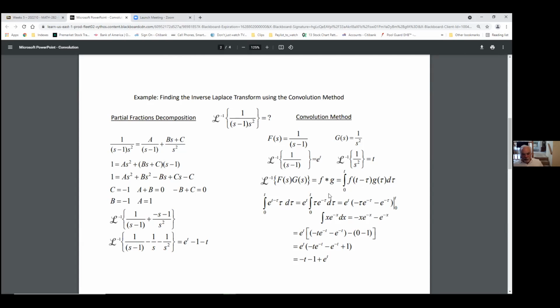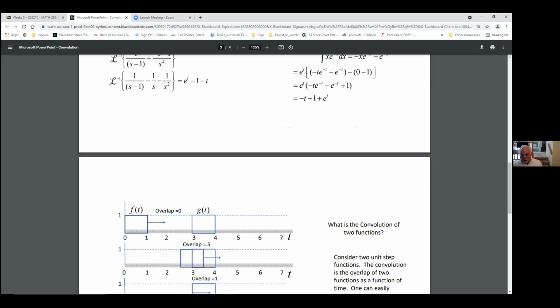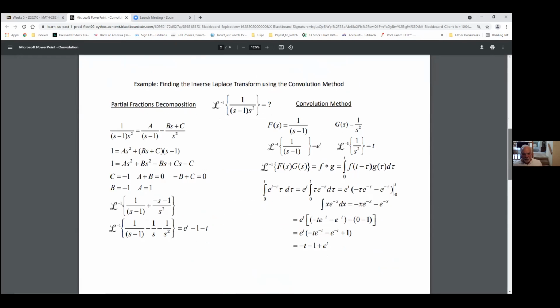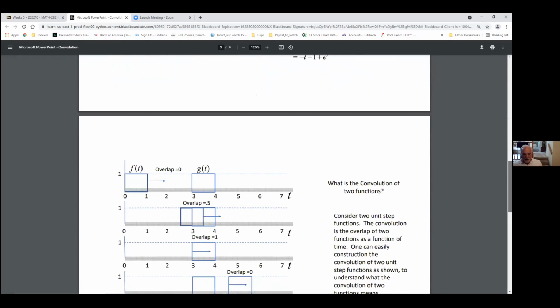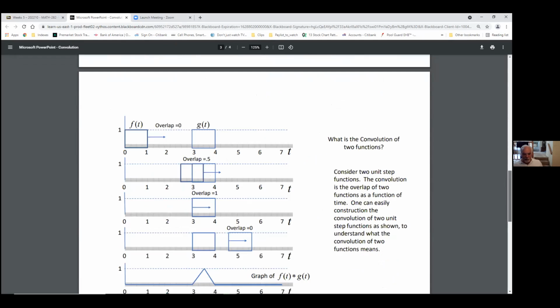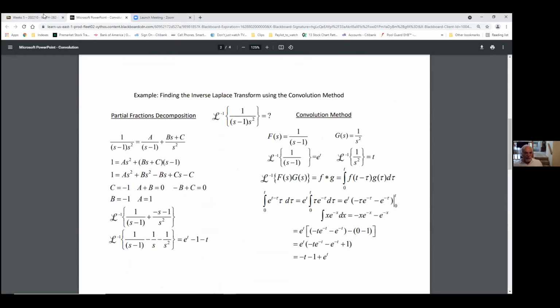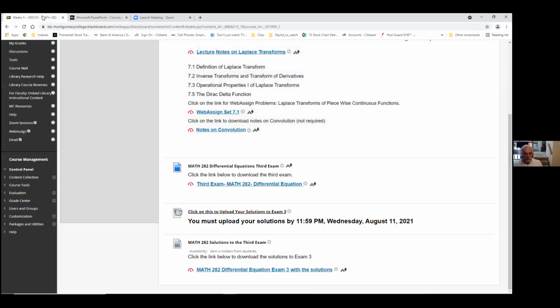Sometimes these integrals can be pretty complicated. In this case, I actually picked a case where you still have to integrate by parts, or you can just use a table of integrals. This is actually what convolution is really about. It's an overlap of two functions. Let me see if there's anything else I wanted to point out.